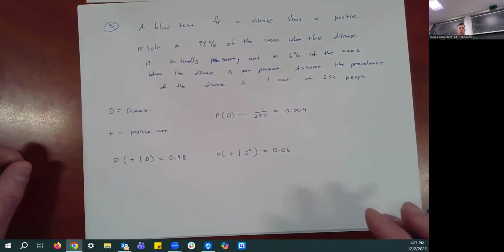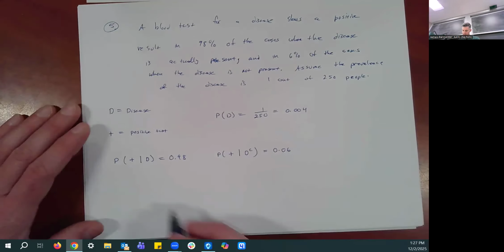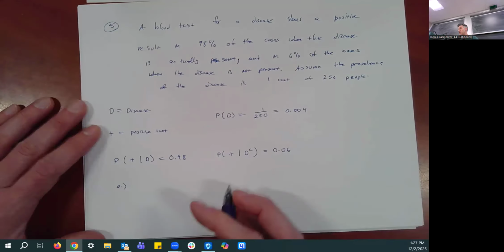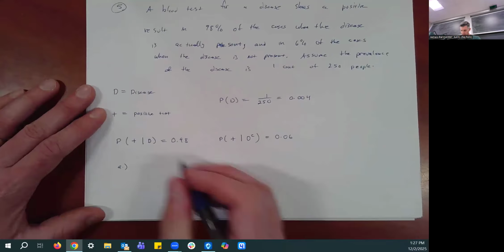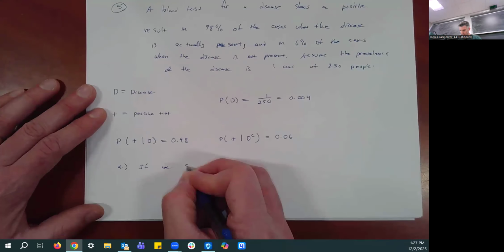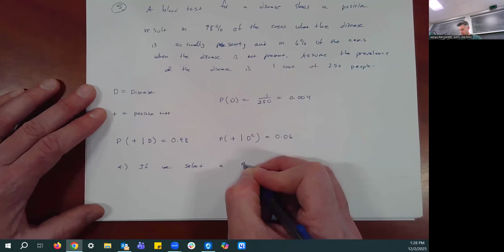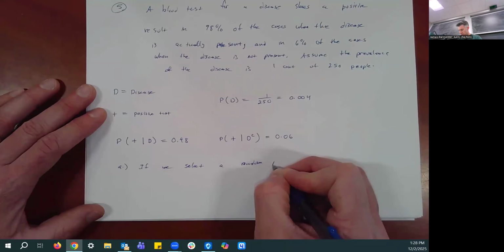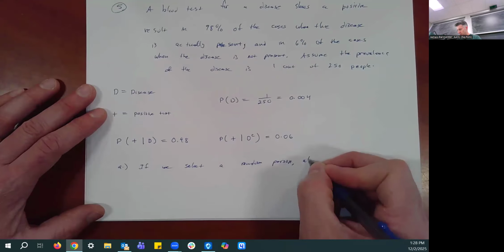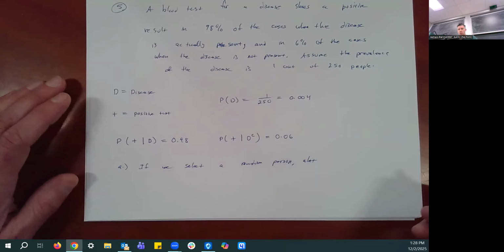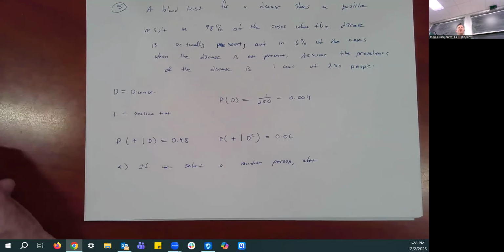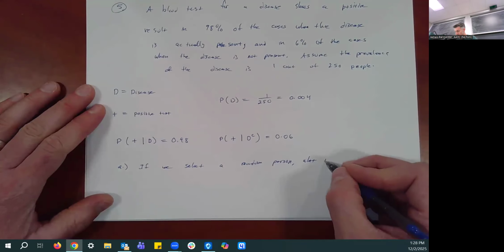All right, so question A. If we select someone at random, we select a random person, what's the probability they have the disease? So that question I was about to say, we already know the answer to. It's 1 in 250. What's the probability that they test positive?